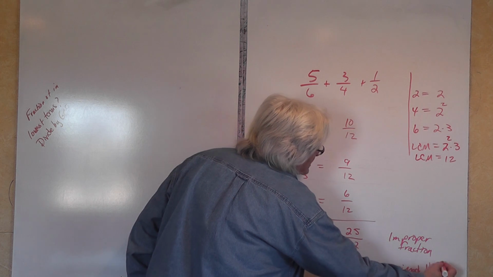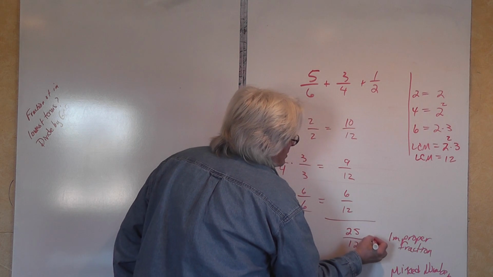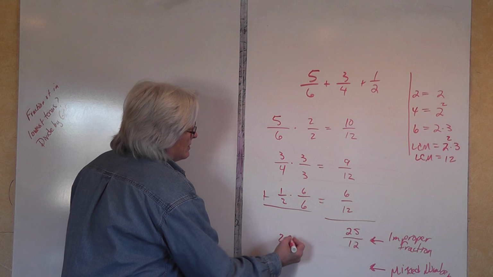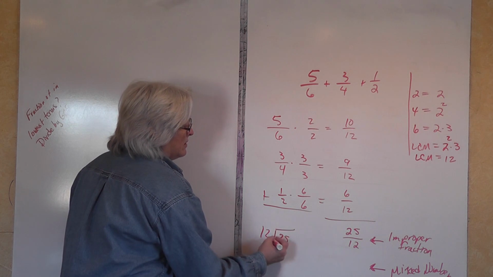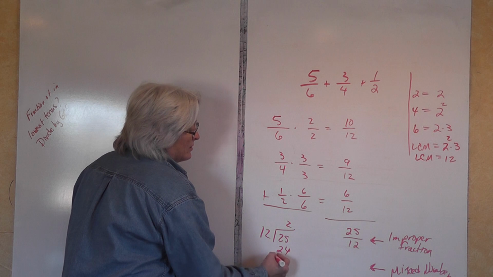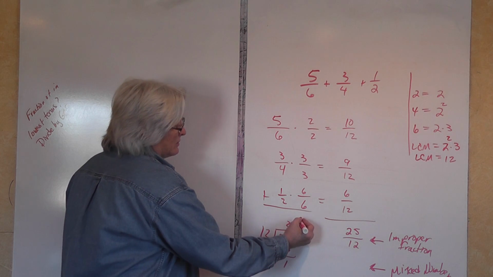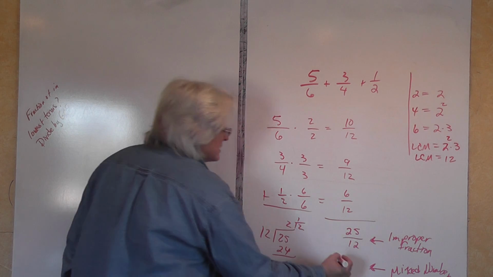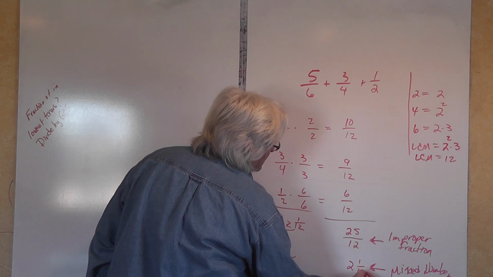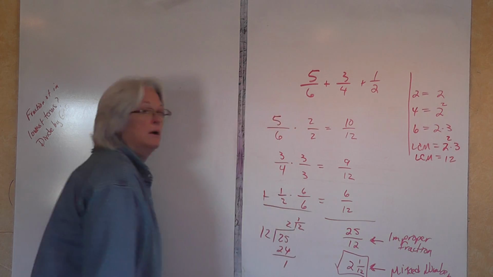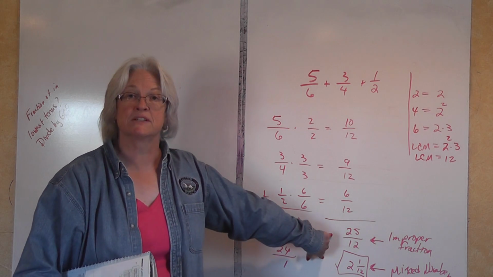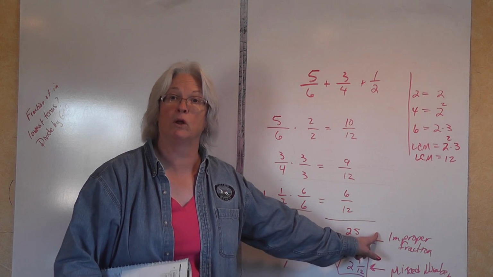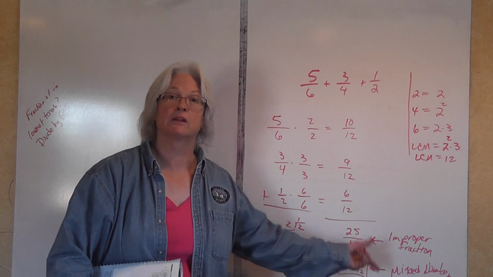How do you calculate a mixed number? Well, you do that by performing the long division. 25 divided by 12. 2 times 12 is 24. Your remainder is the numerator of the fraction with the divisor as the denominator. So our mixed number is 2 and 1/12. Once again, either of these numbers is acceptable to me unless you have been told that I specifically want an improper fraction or I specifically want a mixed number.